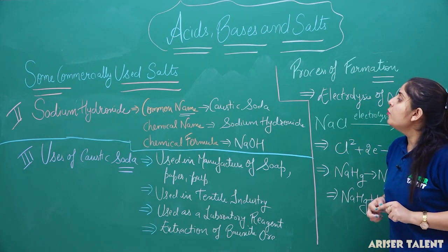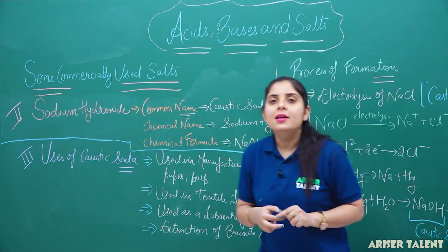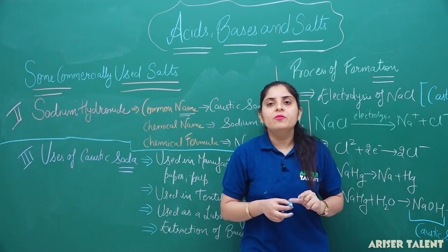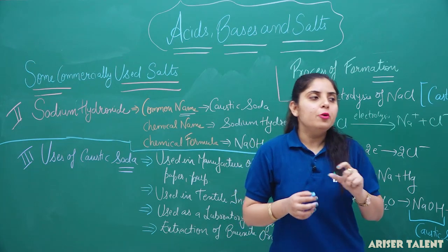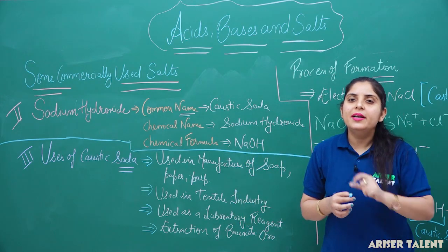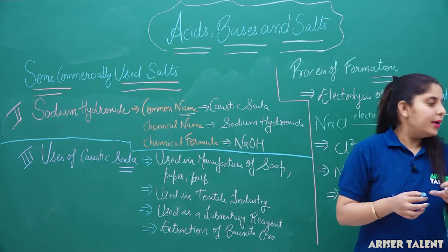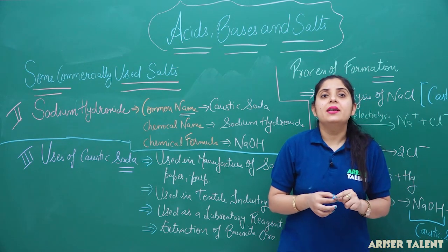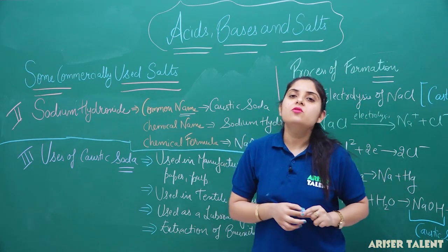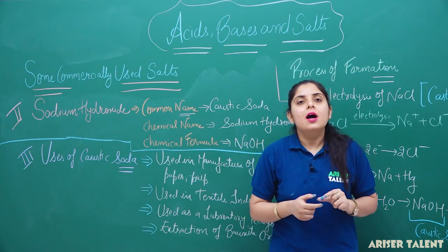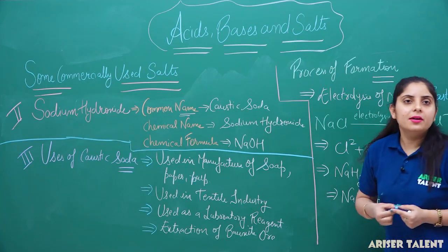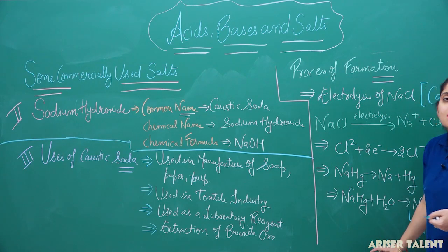Now, we are moving to our third category of the salt. The third category of the salt we have is sodium carbonate decahydrate. Can you tell me the name of the sodium carbonate decahydrate? The sodium carbonate decahydrate is basically the washing soda. This washing soda is basically used for our domestic purposes in our houses. Now we are moving to our next topic, that is washing soda.